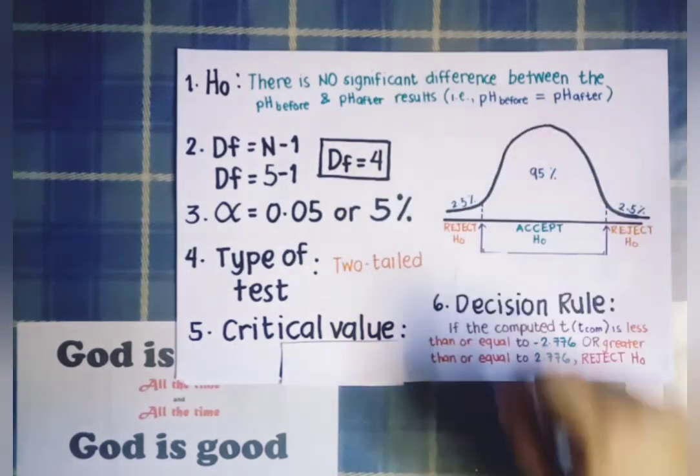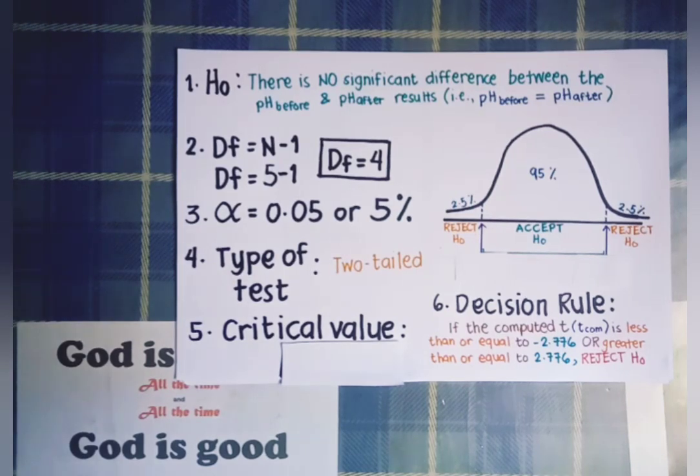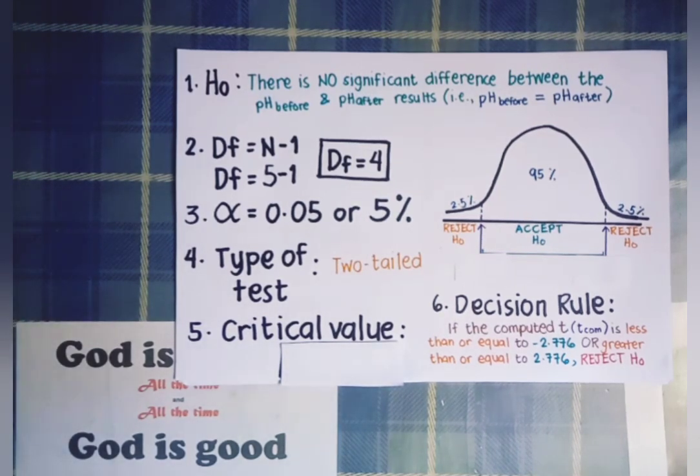They are just equal. Now, for the degrees of freedom, we have n minus 1. That is the formula for the degrees of freedom in a paired samples t-test. n here is our sample size. We have 5 samples in our research, so we have 5 minus 1, and therefore our degrees of freedom is 4. Now, our alpha level or level of significance is always 0.05 or 5%, which means that we only allow 5% of the sample size to fall under the rejection region.